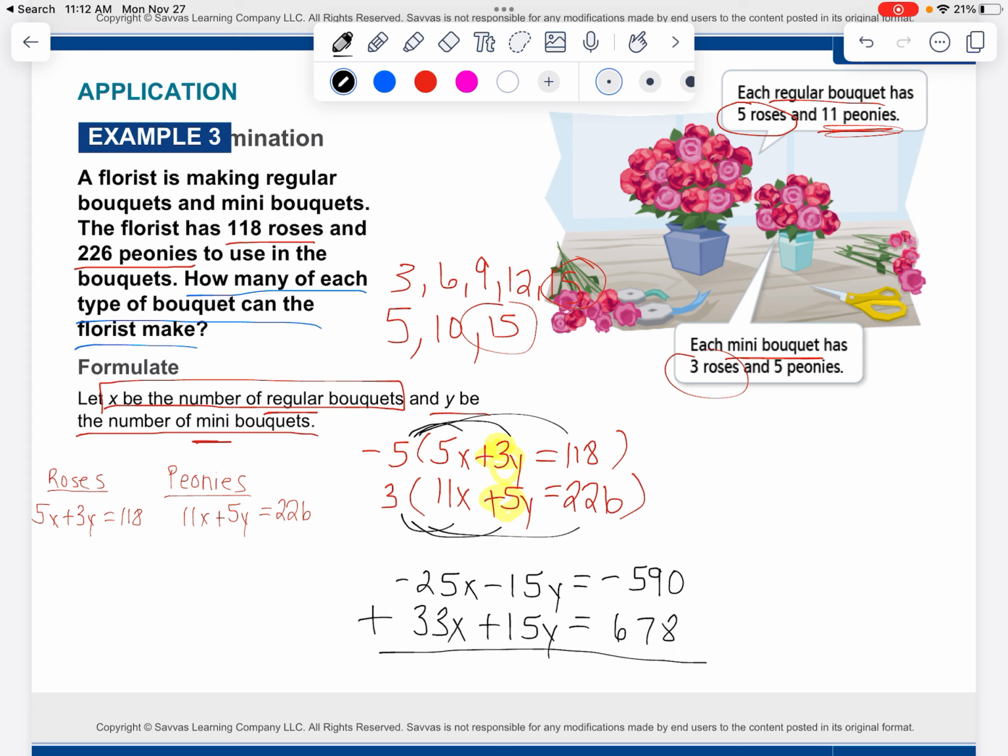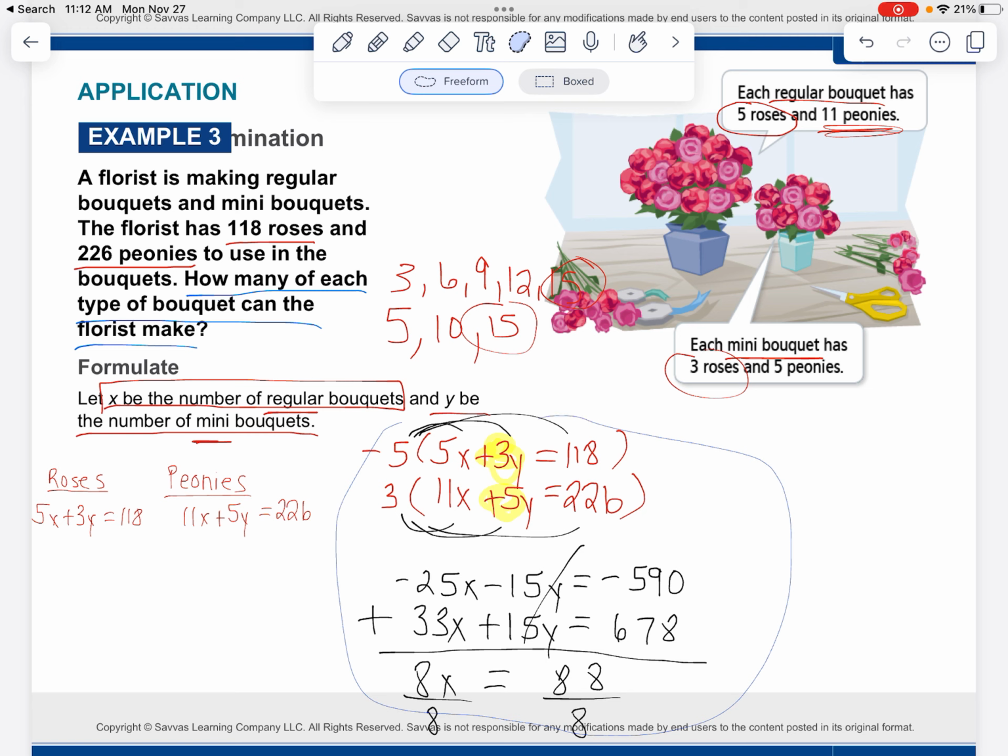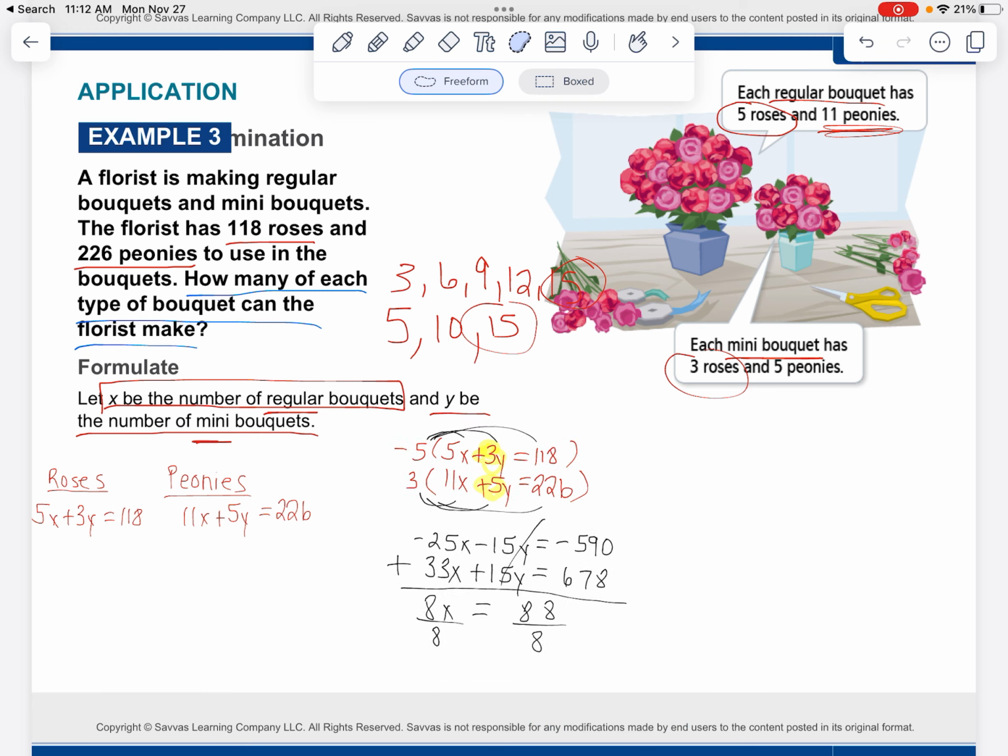We're then going to add our system. Of course, our Y's cancel. We end up with 8X is equal to 88. And when we divide 8 on both sides, we get our X of 11.